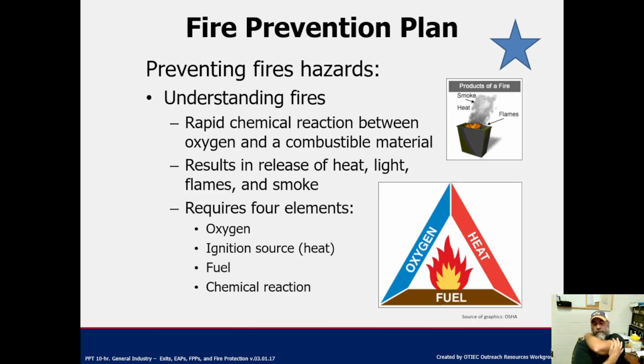Another detail in your FPP, understanding your fires. You have to understand what's flammable and how things become flammable. So here we have another star, some required, the 4 things that are required for a fire to happen. You have the oxygen, the ignition source, the fuel, and the chemical reaction that creates it. And that all together will create that fire situation.